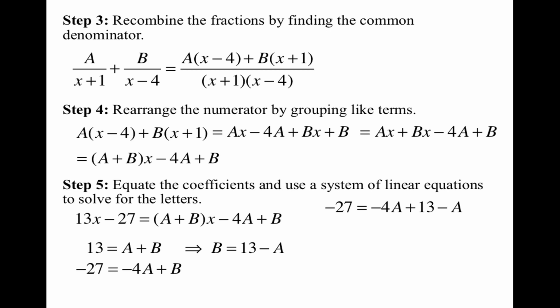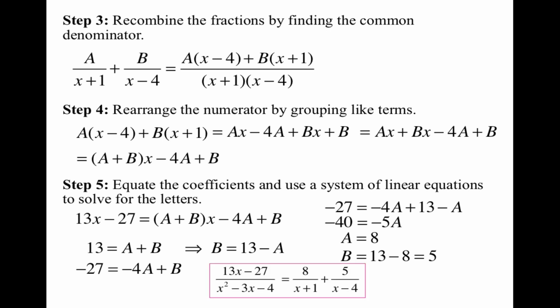Now I can go ahead and solve for a. So I'm going to subtract the 13 from both sides and combine the a's so that I get negative 40 equals negative 5a. Divide both sides by negative 5. So now 8 equals a. Now I can go ahead and find b. b is equal to 13 minus a. So 13 minus 8 is 5. So then I can finally write my decomposition of the fractions. So this one big fraction can be split up into these two smaller fractions.